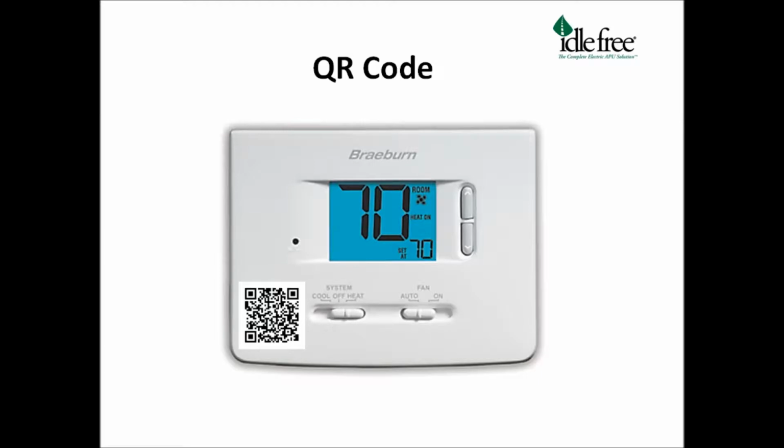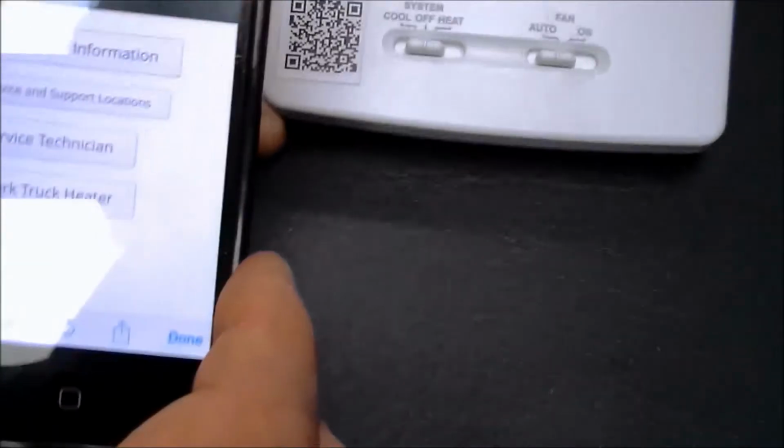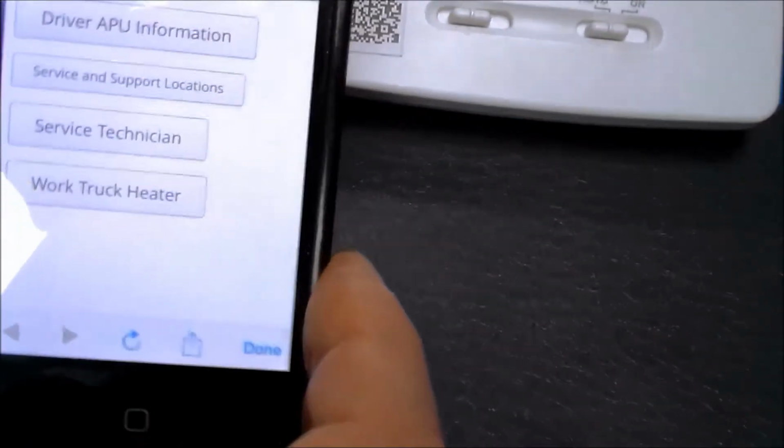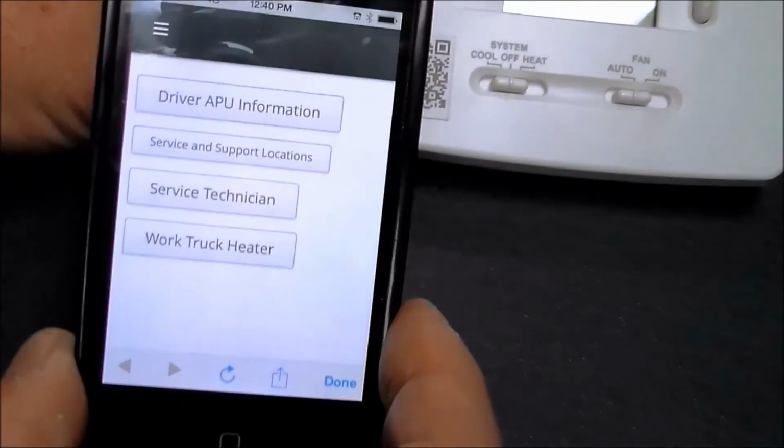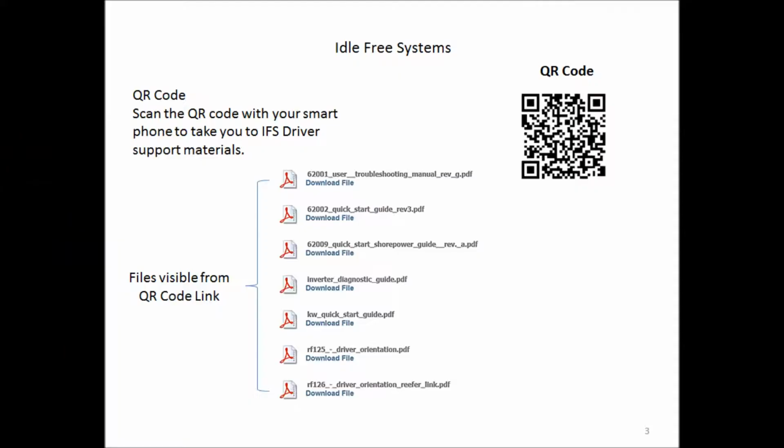QR code. The white idle-free thermostat in your bunk has a QR code sticker in the left corner. Use this sticker and your smartphone together to access many documents located at the Idle-Free Technology website.